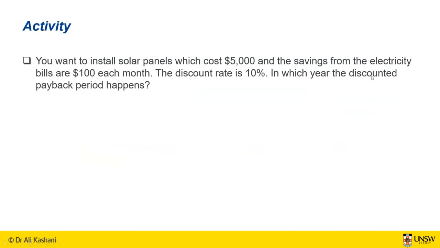So let's do an example. Let's say that you want to install solar panels which cost $5,000 and the savings from the electricity bills are $100 each month. But in this example, compared to the other example, we put a discount rate of 10%. So let's say, in which year does the discounted payback period happen?